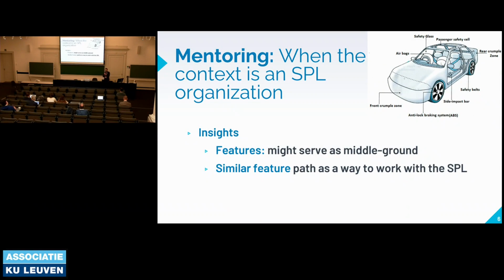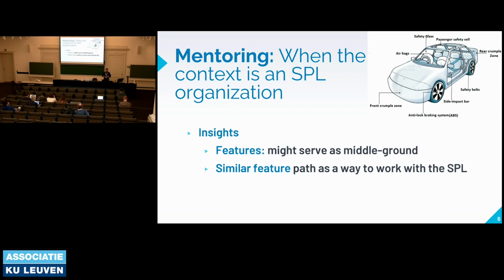So what do we think that a mentoring approach in a software product line environment should be? First, we think that it should be guided by the features, because the features are very central in a software product line, and that the mentor should select those features that the newcomer must work with. Moreover, we think that features are well defined and are known by the mentor and easily understood by the newcomer, so they might serve as the middle ground.